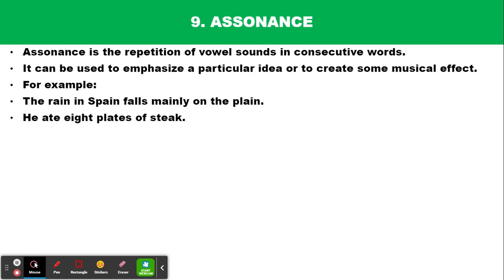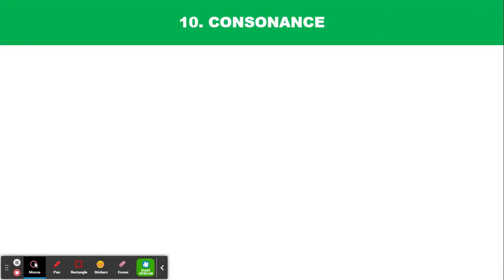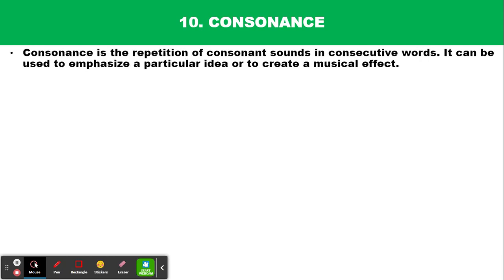He ate 8 plates of steak. The bat is back in the bird basket. That's consonance. Then number 10, consonance. Consonance is the repetition of the consonant sounds in consecutive words. It can be used to emphasize a particular idea or to create a musical effect.